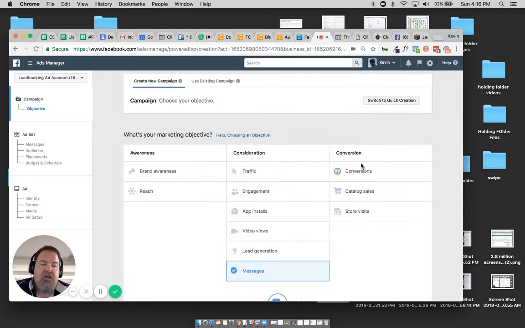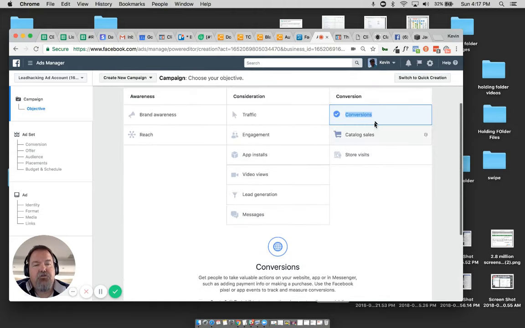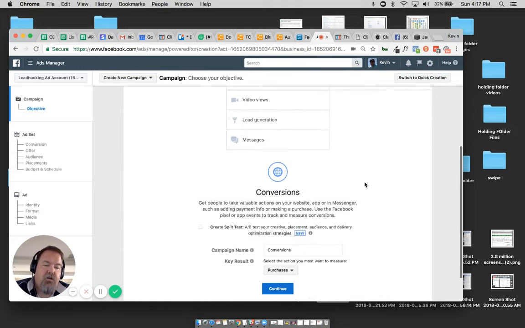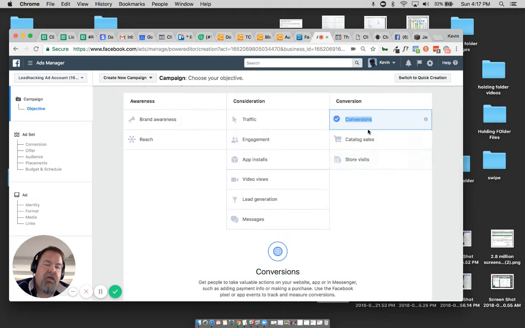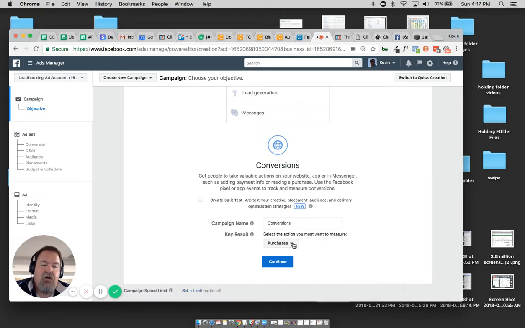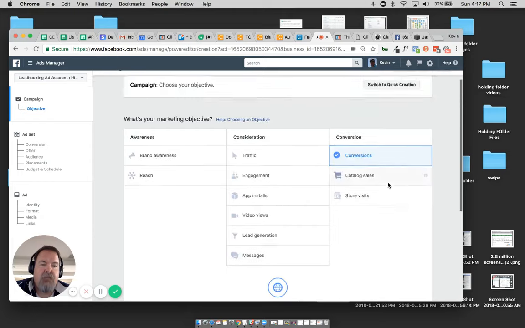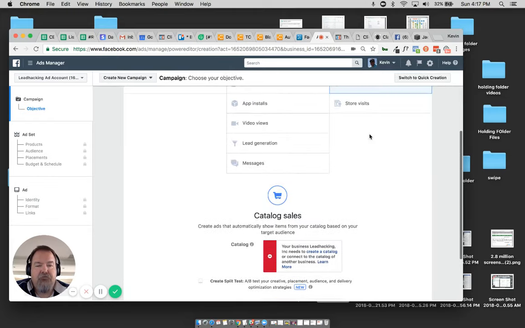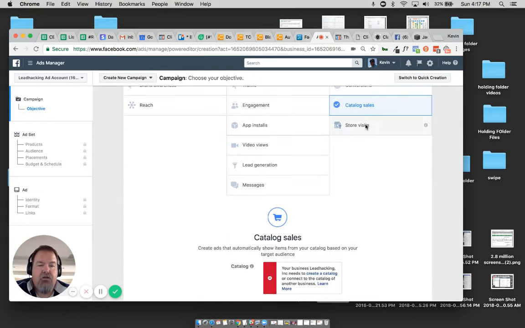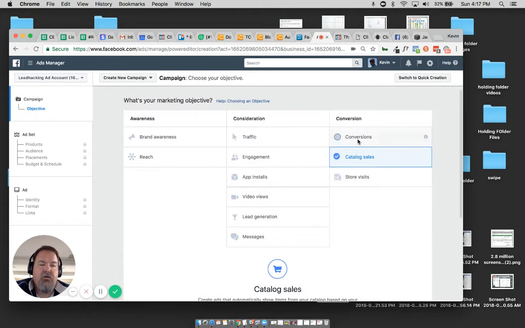And then the conversion ads down here. The conversion objective is really good for training. If you've got a long-term campaign and you want to train the pixel for purchases, you can do leads, you can do registrations, a custom conversion, or none of these. A lot of times I run this for a purchase or a registration or a lead. And over time, the pixel gets smarter and smarter. This is e-commerce stuff, so we have to create a catalog for that to work.